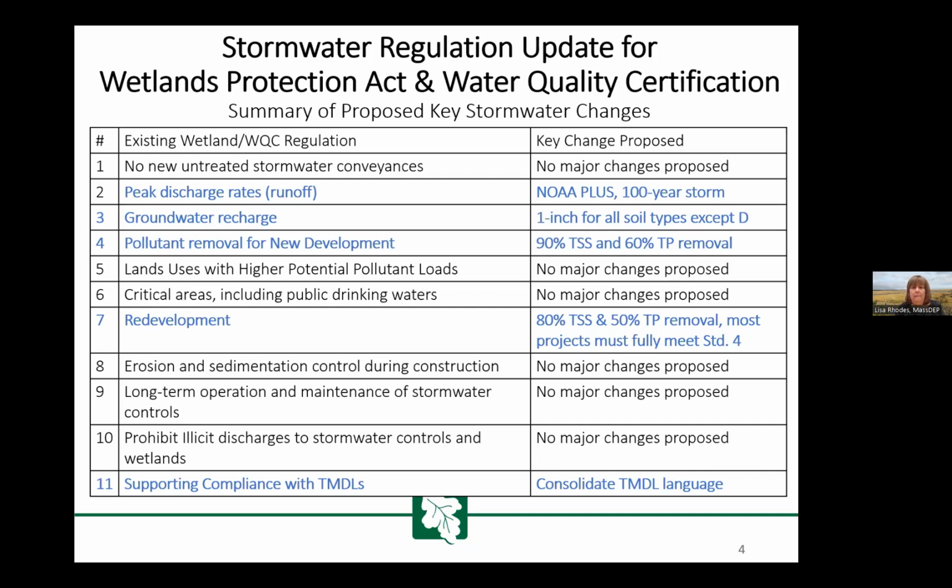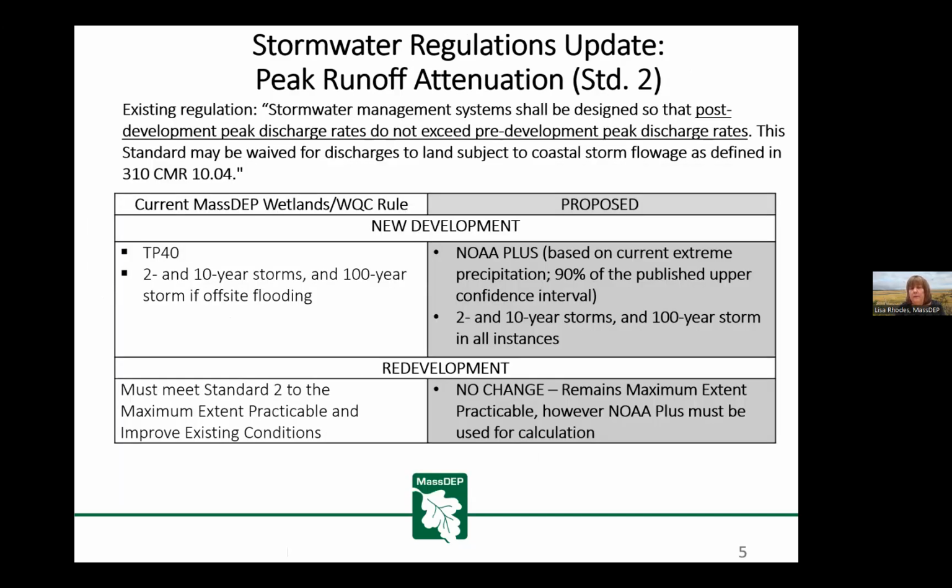Okay, next slide. So starting with stormwater standard 2, which is a standard for peak runoff attenuation. The current standard is that stormwater management systems have to be designed so post-development peak discharge rates don't exceed pre-development peak discharge rates. This standard's not going to change, but the current standard is based on precipitation data from a very old precipitation atlas, referred to as Technical Paper 40, which was published in 1960.